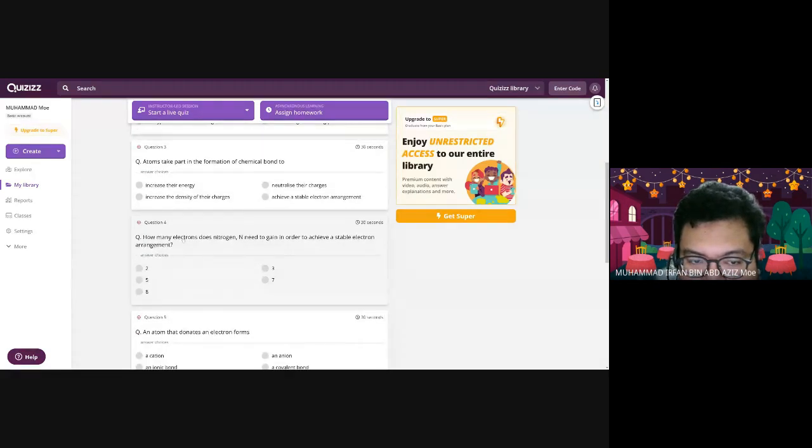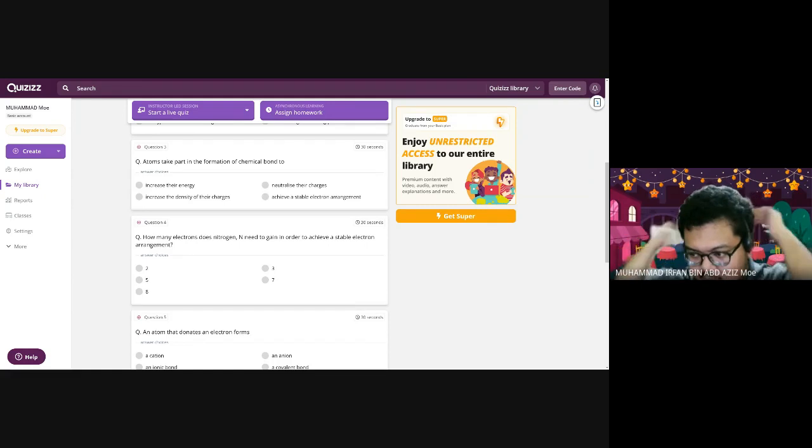Question 4. How many electrons does nitrogen need to gain in order to achieve a stable electron arrangement? What is the valence electron for nitrogen? Which group is nitrogen in? Just look at the periodic table.